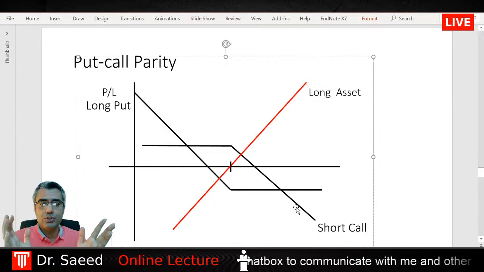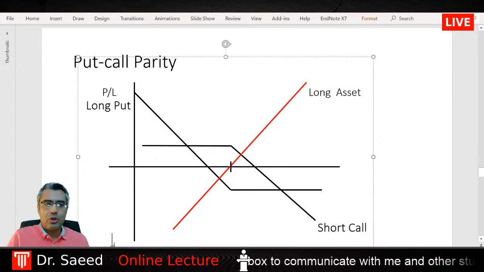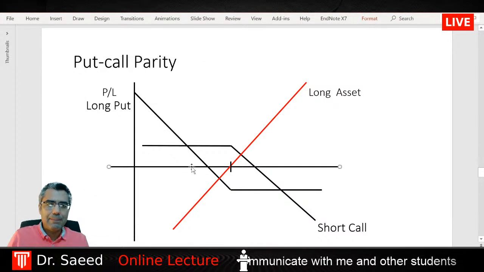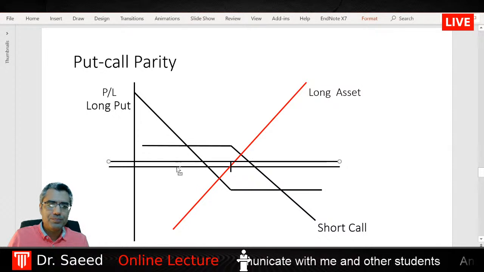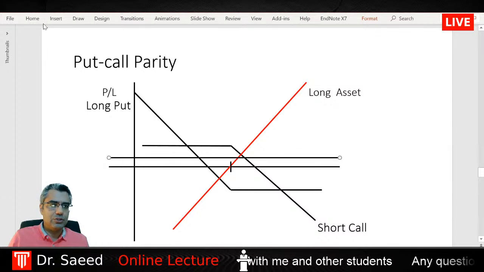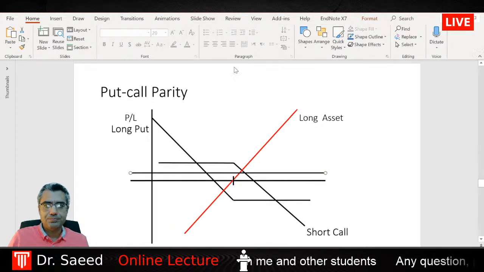How to offset your position? At the same time, long put and long stock. These three will cancel out each other. You will get a flat curve, which is a bit above the zero line. This means this is your profit. It doesn't matter. I can use another color.